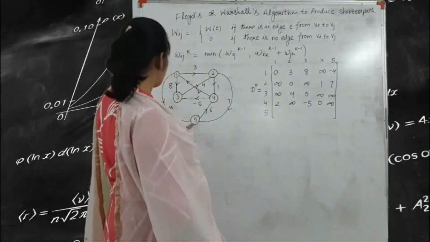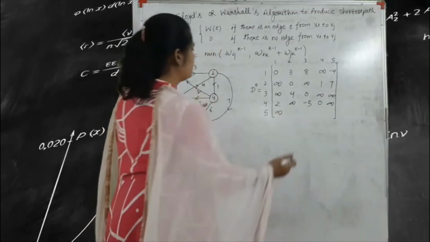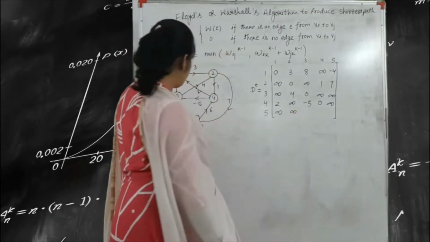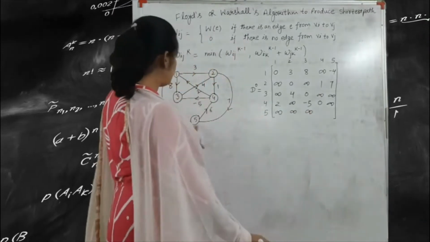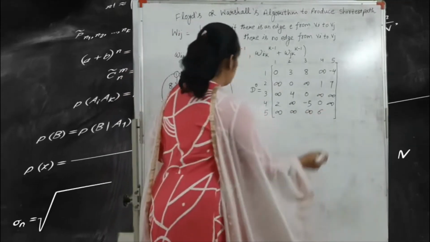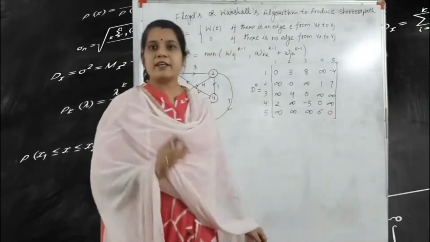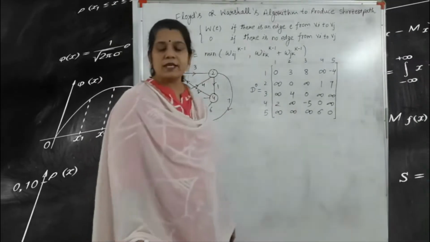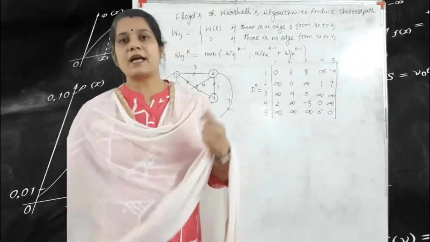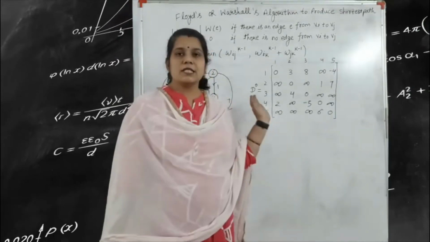Next is vertex 5. So 5 to 1, infinity. 5 to 2, infinity. 5 to 3, infinity. 5 to 4, 6, and 5 to 5, 0. So we write infinity, infinity, infinity, 6 and 0. This is how we write the first matrix with the help of this graph.